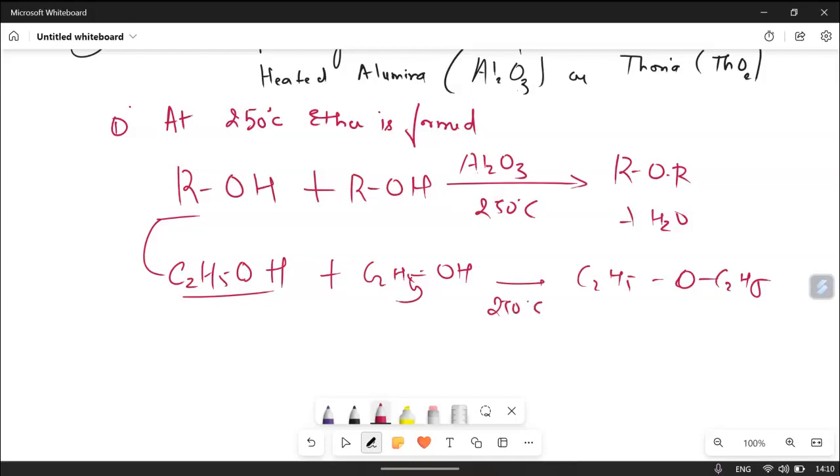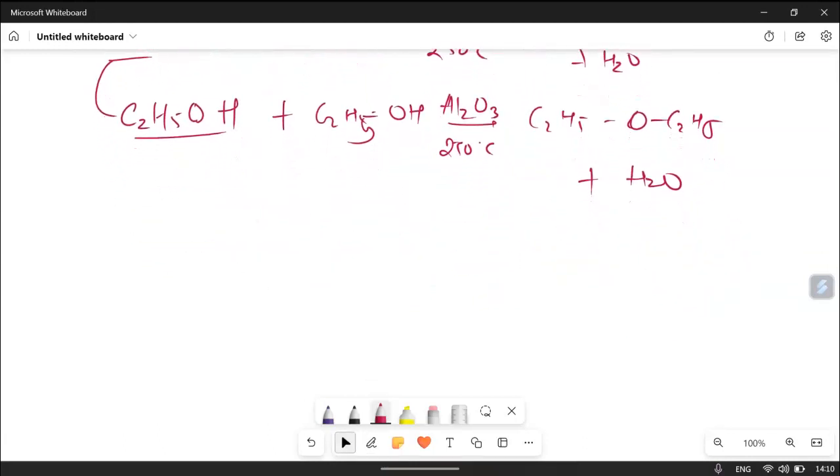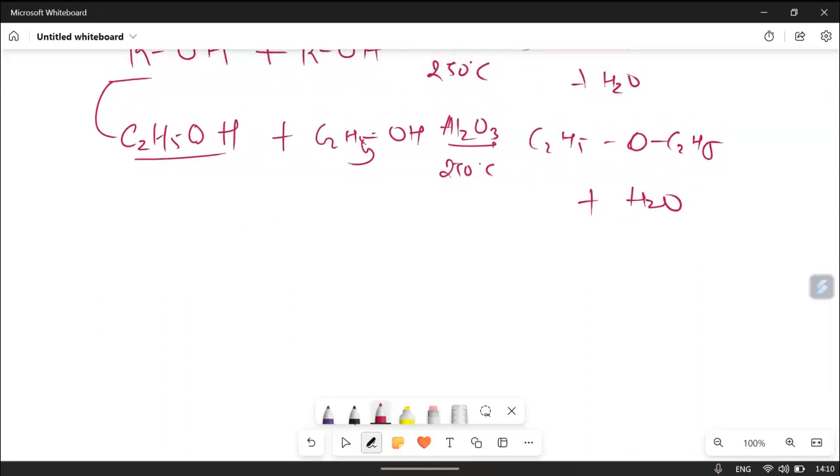At 250 degrees Celsius in the presence of Al2O3, plus water molecule. So this is the reaction you can count. The next reaction you can write down if there is a mixture present like CH3OH.